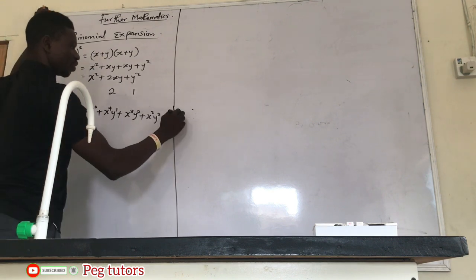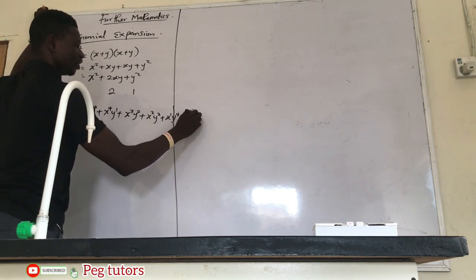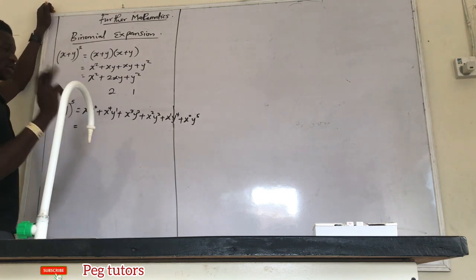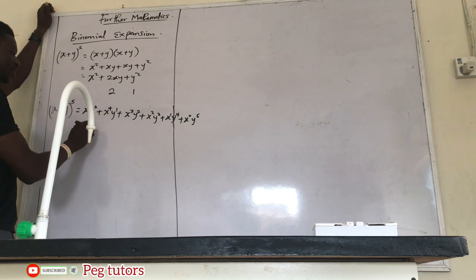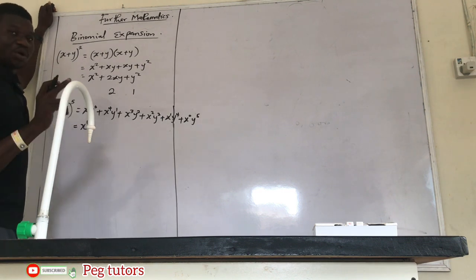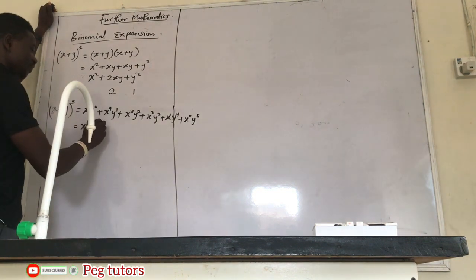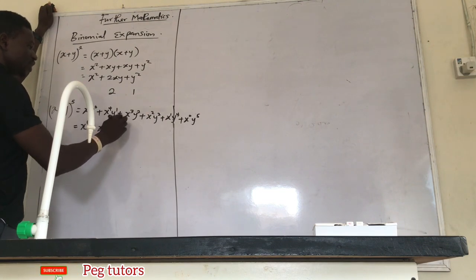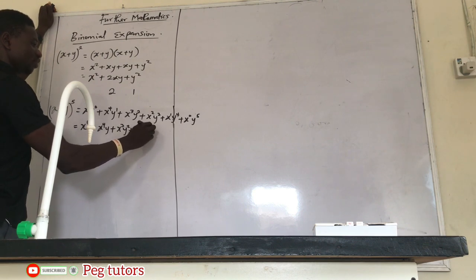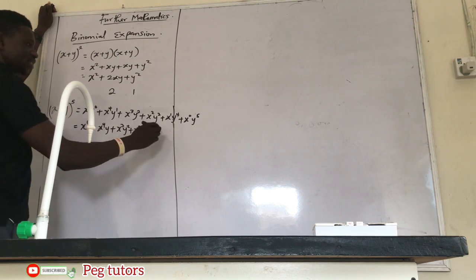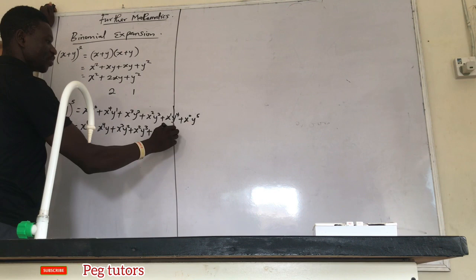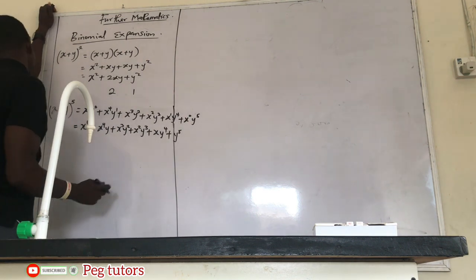Let me put it this way so that we can have a look. In this case, you can see that y raised to power 0 is 1. 1 times x raised to power 5 leaves x raised to power 5, plus y raised to power 1 is still the same thing as y. Anything raised to power 1 is that same value. So we have x raised to power 4, then y, plus x raised to power 3, y raised to power 2, plus x raised to power 2, y raised to power 3, plus x raised to power 1 is still x, times y raised to power 4, plus x raised to power 0 is 1, and y raised to power 5 is still the same. So we have y raised to power 5.